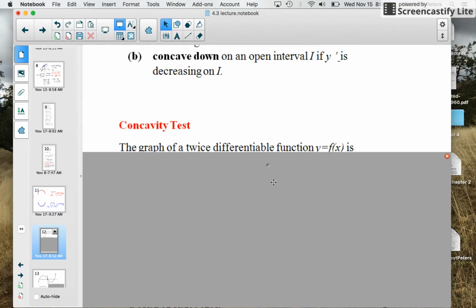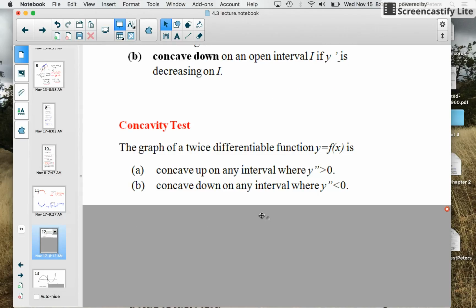So we do have a test for concavity. And we can test the second derivative. So this is the second derivative test. It tells us that for a function that does have a second derivative, meaning it's twice differentiable, the function is concave up whenever the second derivative is greater than 0. The function is concave down whenever the second derivative is less than 0.